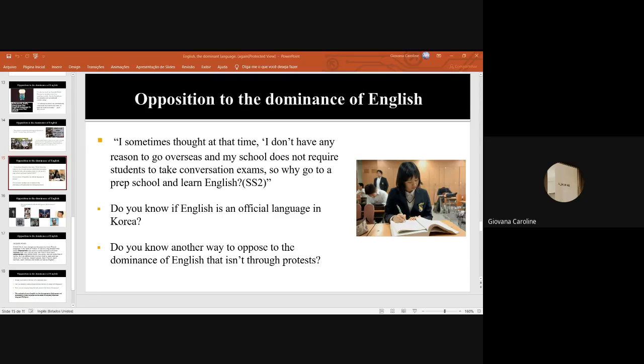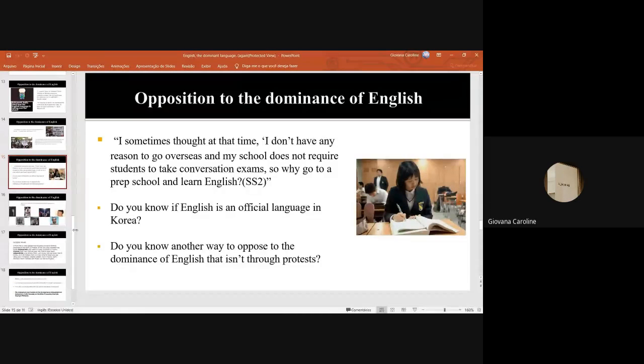So Korea does not have English as an official language, not even a second language, but they are taught very early how to speak English. And I think they get to a point where they don't know why they are studying English and they behave in a certain way because they are trying to oppose the dominance of English. Right.